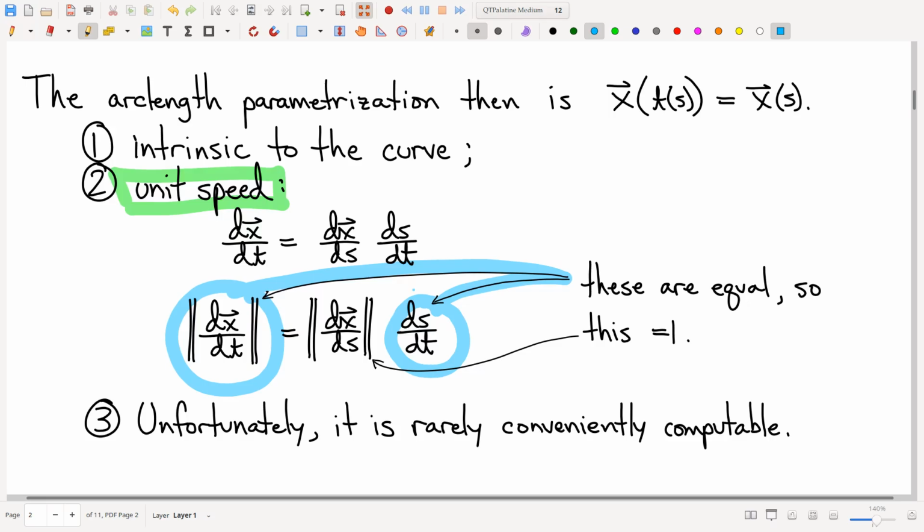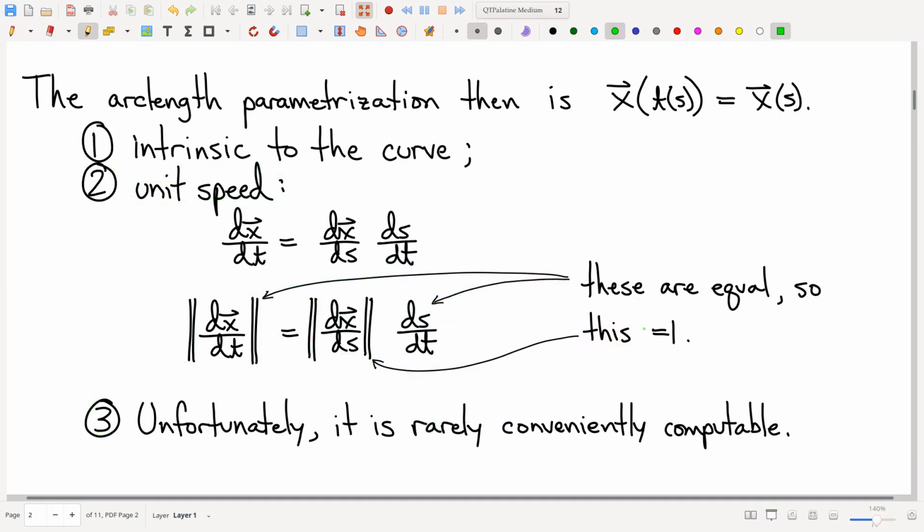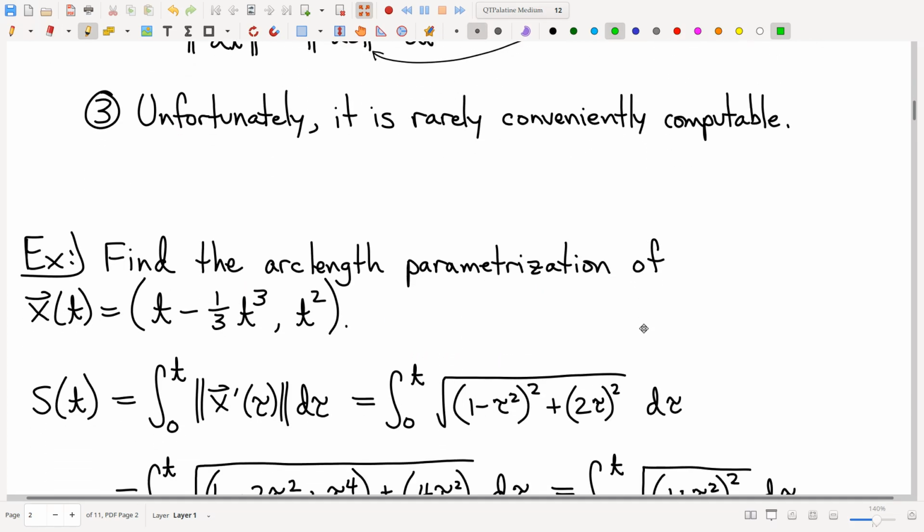And having made that observation that those are equal, that means that this must be 1, which is what I mean by saying that is a unit speed parameterization. Which you might call the velocity of position with respect to distance has magnitude 1. Okay, kind of cool. Useful in some situations. But we've already made the unfortunate observation, yes, computing this can be really inconvenient.